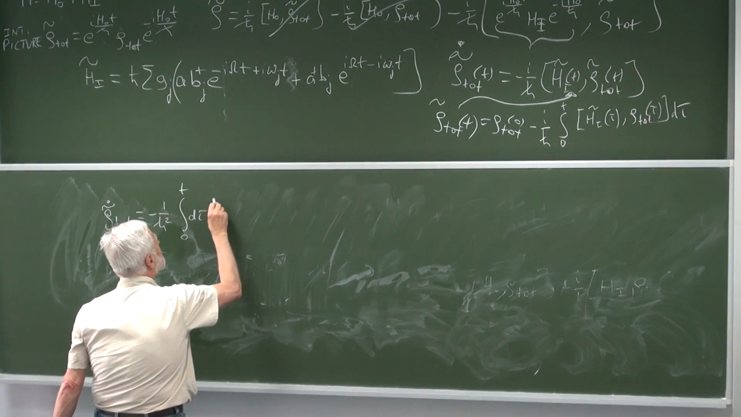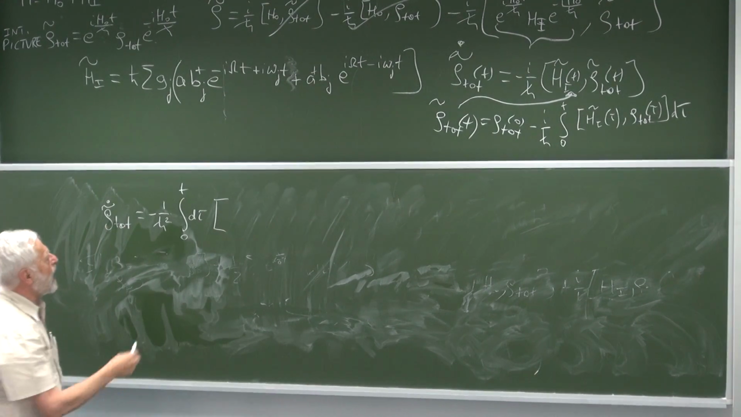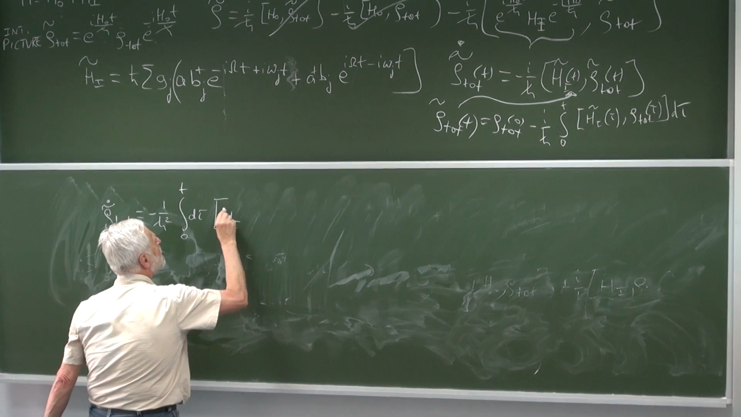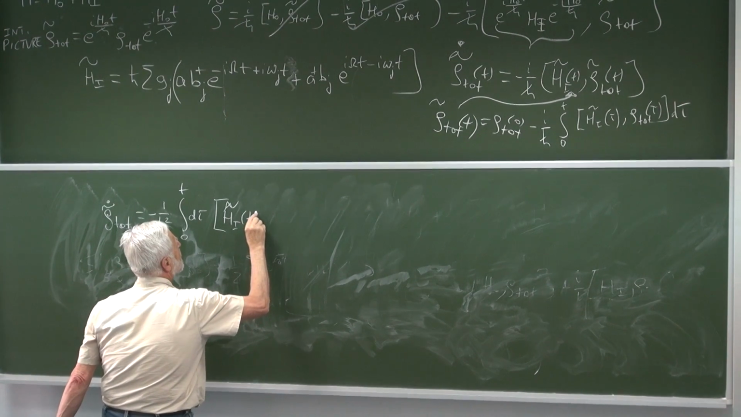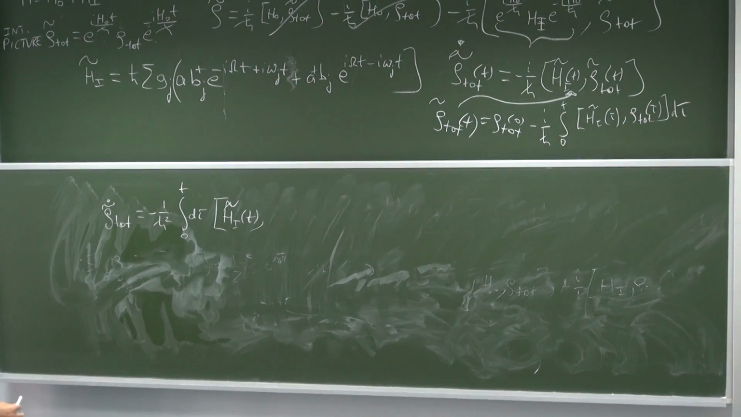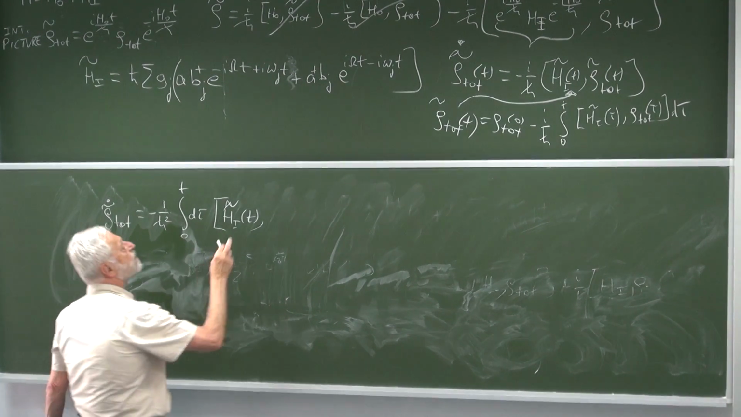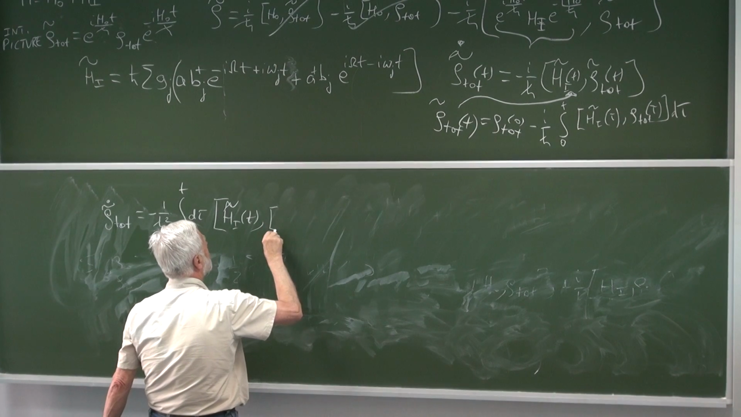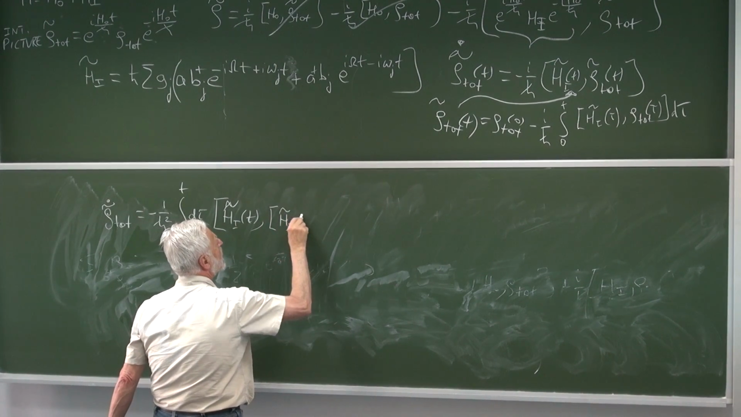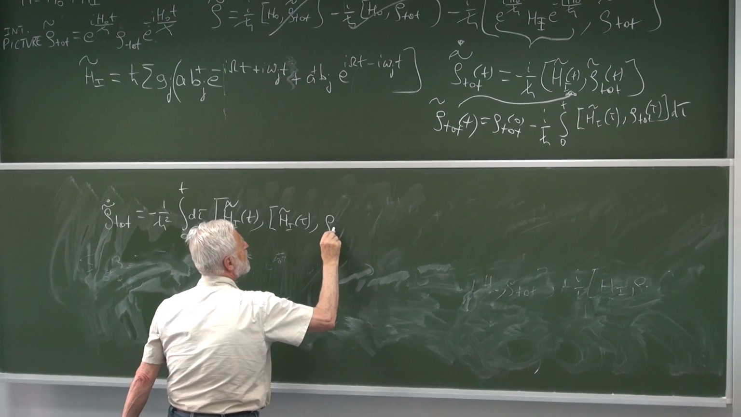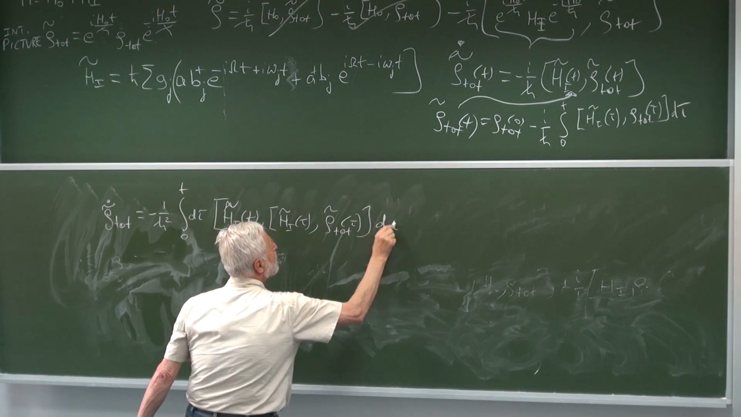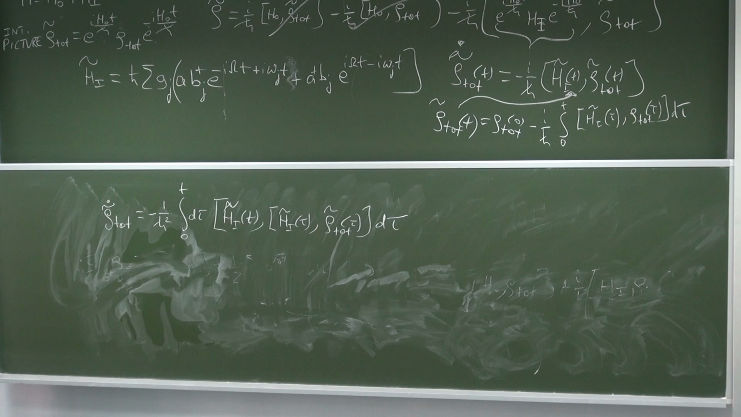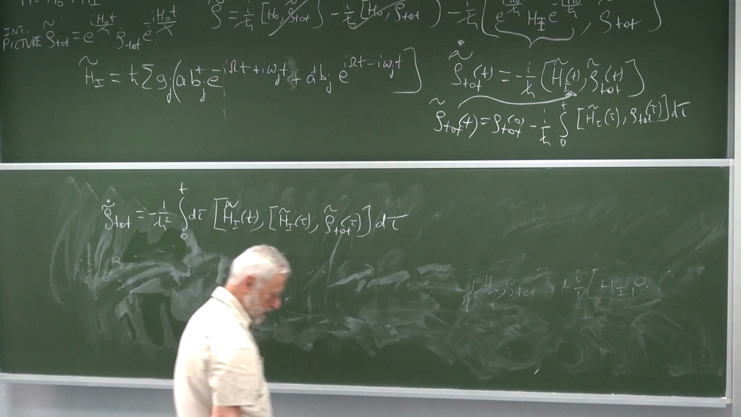And now I have an awful thing. I have my interaction Hamiltonian in the interaction picture evaluated at time t, commuted with this correction, which is another H_I of tau with rho total of tau d tau. So that's my second order correction to the equation, and I have to still work hard to evaluate it further.